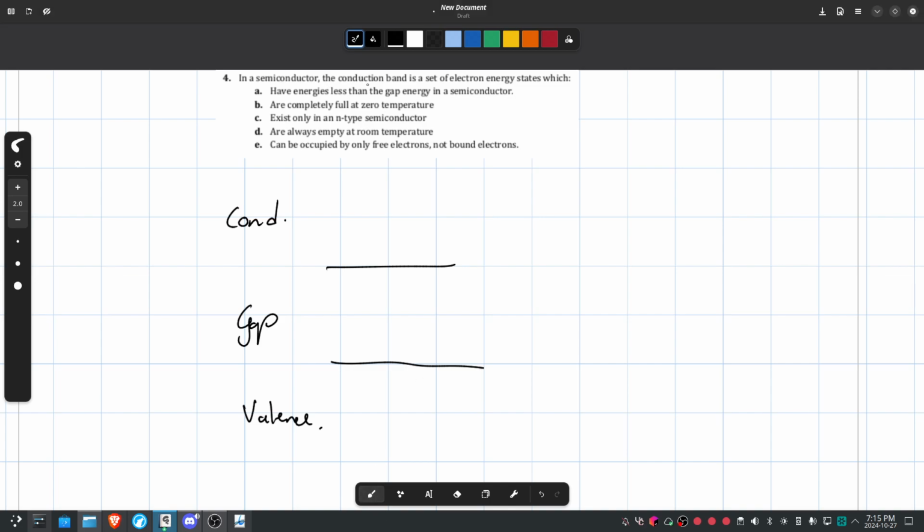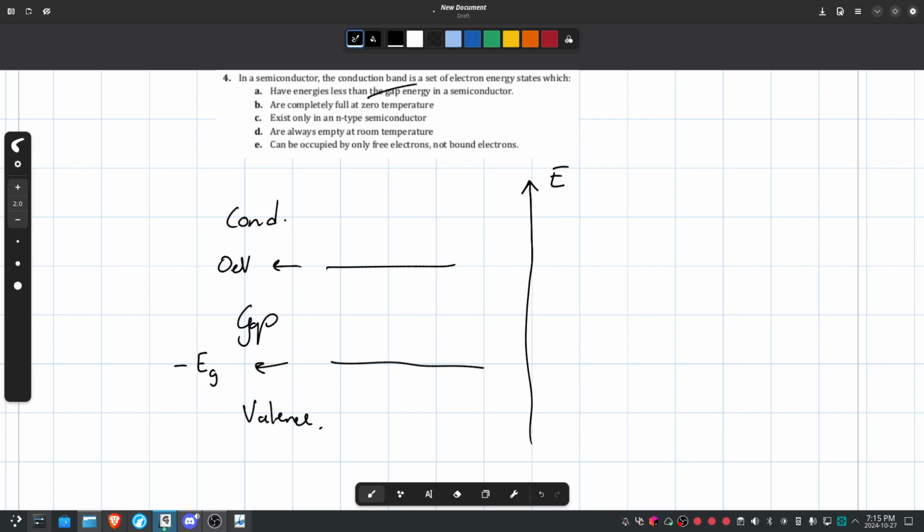Option A: they have energies less than the gap energy in a semiconductor. Remember, the energy gets larger as you go up. So the way that we tend to write it is that this point has 0 eV, and this point has negative gap energy. Therefore, the conduction band is going to have more energy than the gap energy.